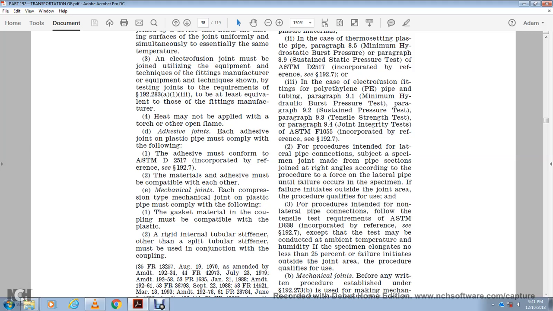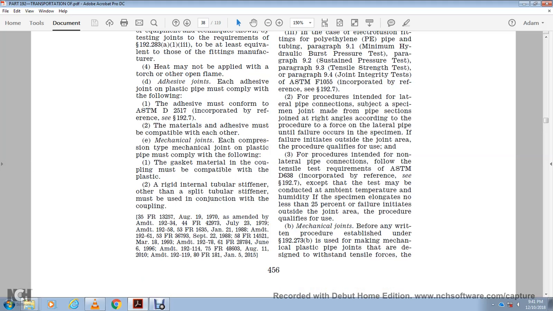For the procedure intended for the non-lateral pipe connection, the following tensile test requirements apply: ASTM D638, incorporated by reference in 192.7, except the test may be conducted at ambient temperature and humidity. If the specimen elongates less than 25% or the failure initiates outside of the joint area, the procedure qualifies for use.